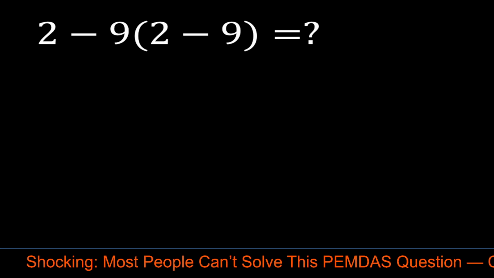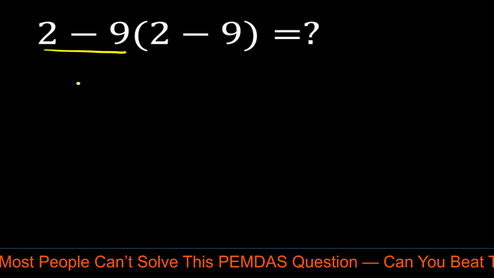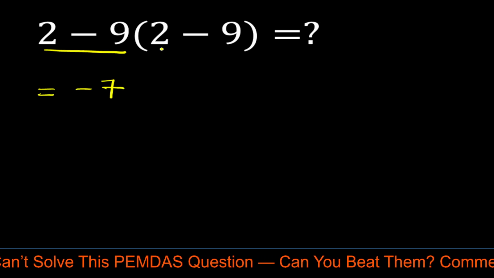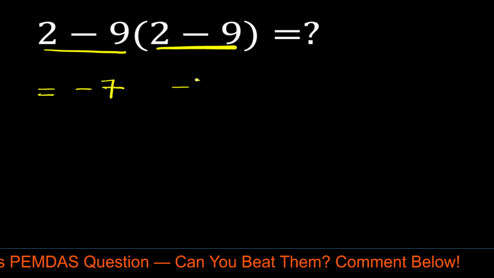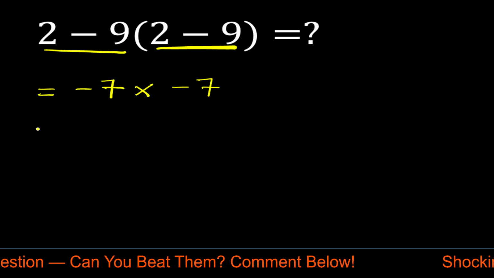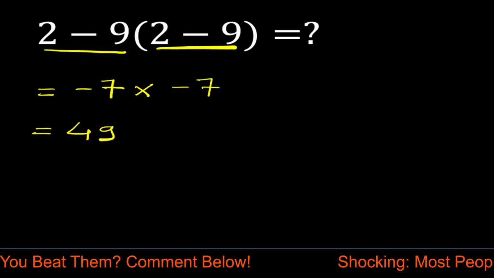So most people solve this question like 2 minus 9. So 2 minus 9 is equal to minus 7, right? Then again 2 minus 9. So 2 minus 9 is equal to also minus 7. Now minus 7 times minus 7. So minus 7 times minus 7 is equal to 49, right?